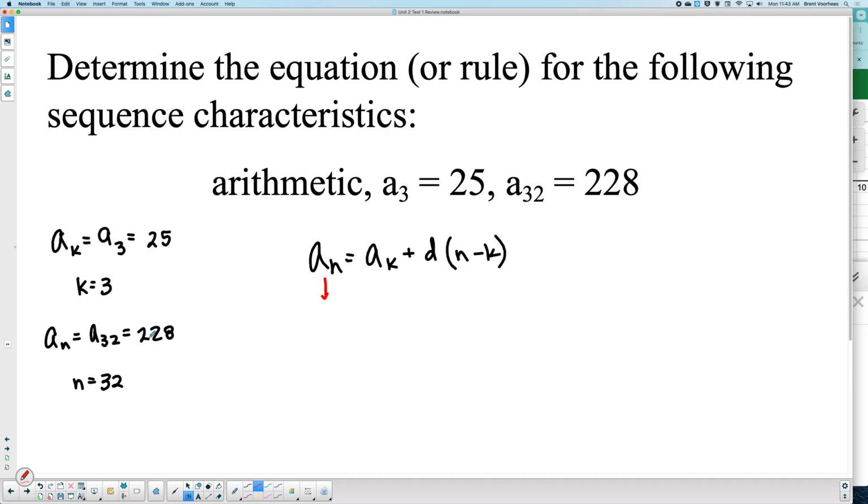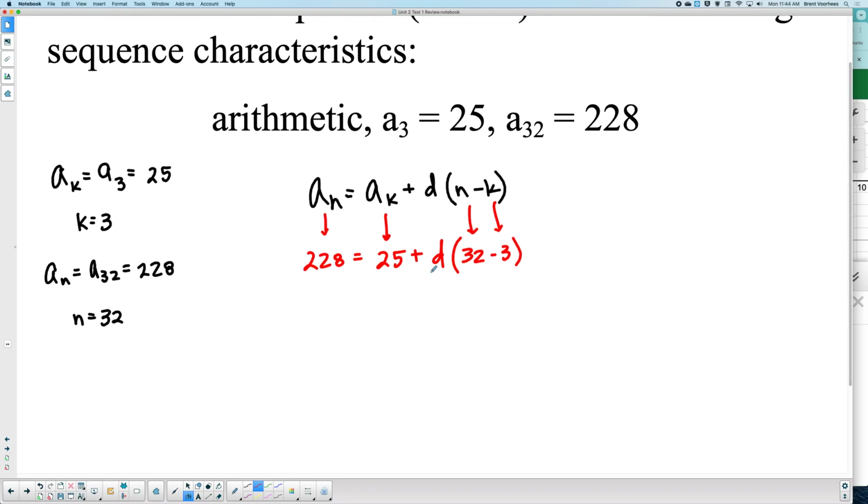228. 228 goes there. What's the mathematical value for AK? 25. We don't know D. That's what I need to solve for. I do know N. What am I substituting for N? 32. And for K? 3. Now we can work through this and solve it.